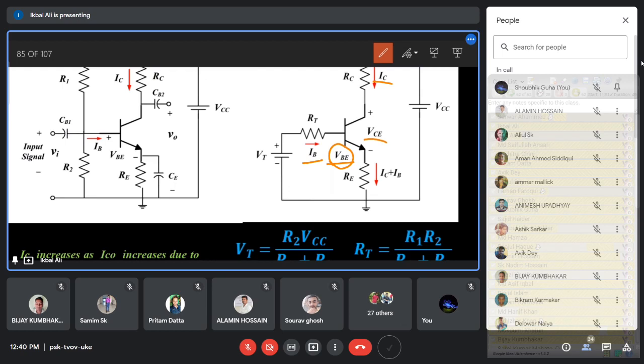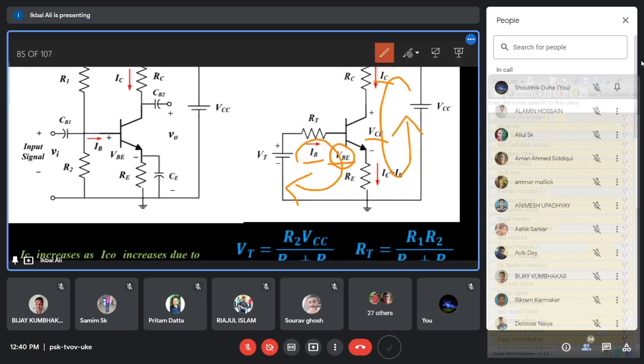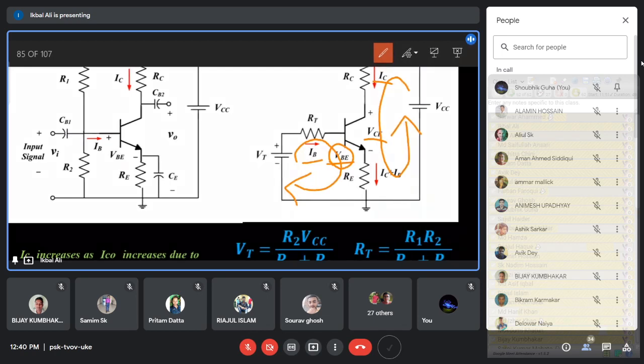So you should have 3 equations. One equation is the input loop KVL equation. Another equation is the output loop KVL equation. And what should be the third equation? These are the 2 equations, but you have 3 unknown quantities: IB, IC, and VCE. VBE is known. So the third equation is the transistor fundamental equation, that is, IB and IC are related by the transistor relation, IC equal to beta into IB. So these are the 3 equations.